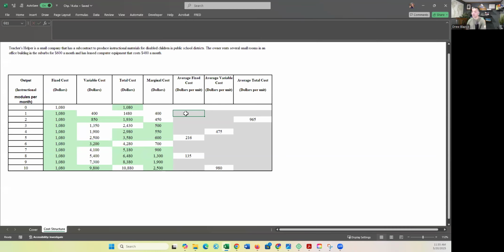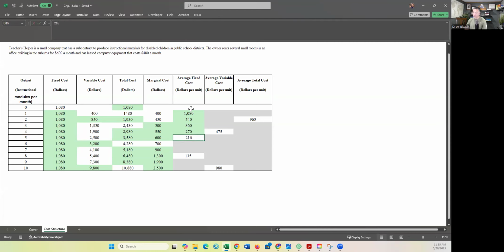Now we're just trying to find the average fixed cost per unit. To find the average, I'm going to find the total fixed cost and divide it by the units we produce. We produce one, so the average fixed cost for 1 unit is going to be the fixed cost, 1,080, right? After you get that done, all you have to do is drag that down. Just to show how I did it again, the average fixed cost is the total fixed cost divided by the output.